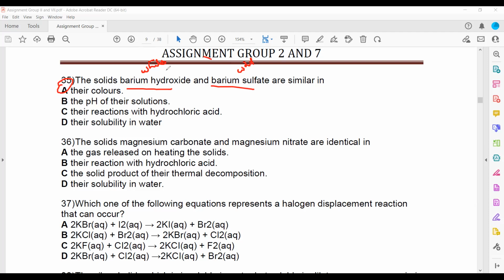So this will have a pH higher than 7. This won't affect the pH of water. Their reaction with hydrochloric acid: this will react with hydrochloric acid, but this won't, as it is insoluble. And their solubility in water: this is insoluble, this one is soluble. So all these properties are not similar, only their colors are identical. Group 1, 2, 3 compounds are white solids. Transition elements have specifically colored compounds.